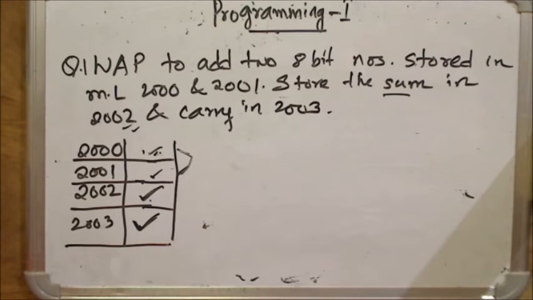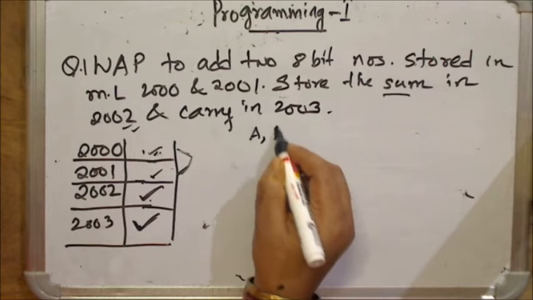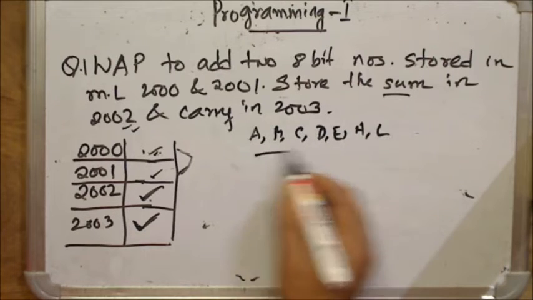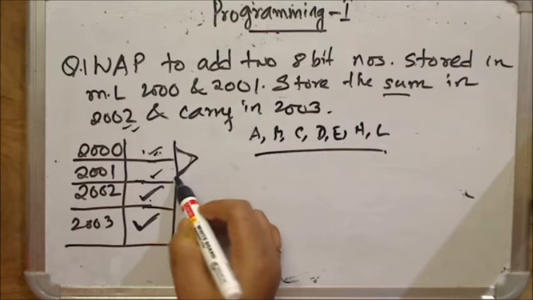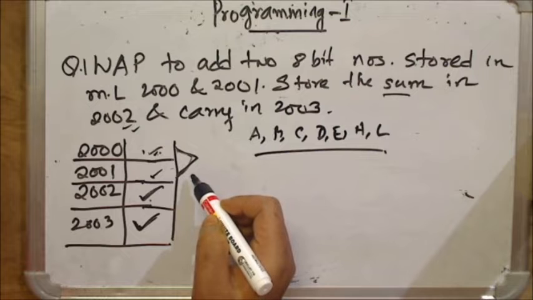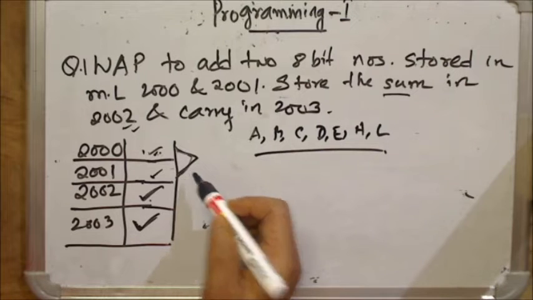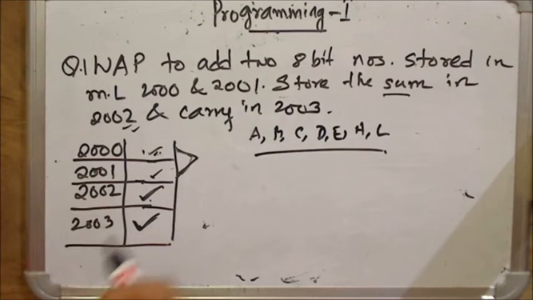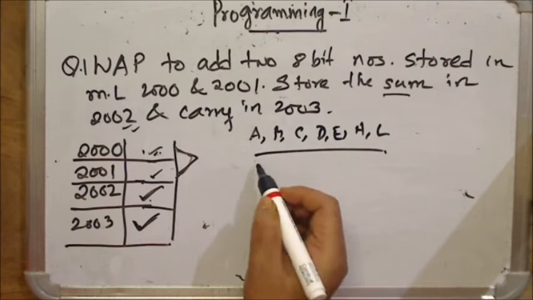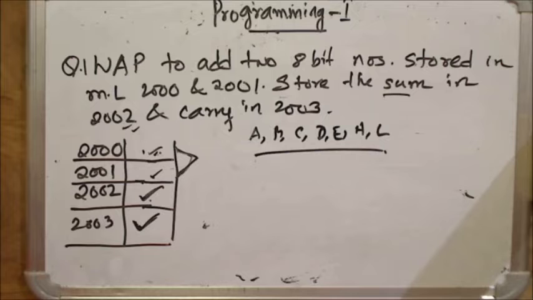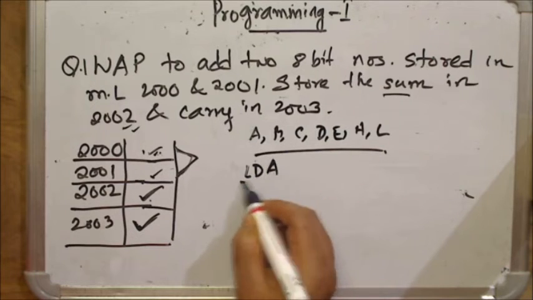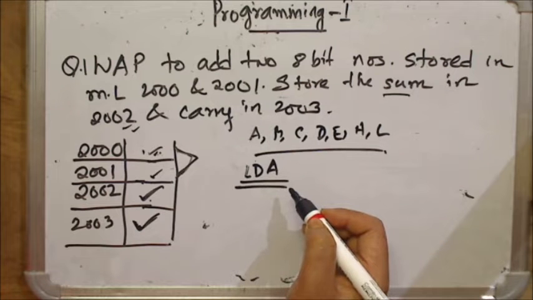There are 7 registers: A, B, C, D, E, H and L. When you have to take the data from a memory address, you have to take it into some register. So in which register will you load it? Obviously to A, because we have an instruction called LDA.